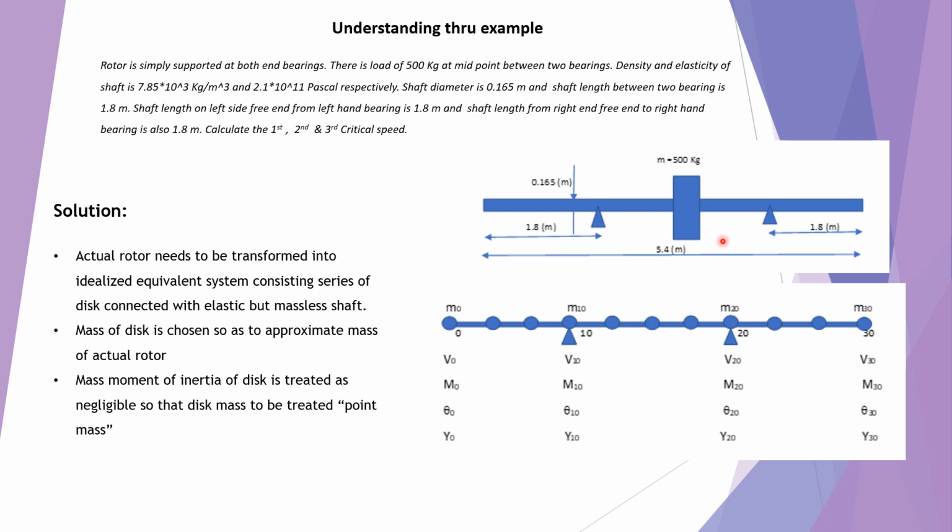So this is the sketch of the shaft and we can resolve it through calculation. The actual rotor needs to be transformed into an idealized equivalent system consisting of a series of discs connected with elastic but massless shaft. Mass of disc is chosen so as to approximate mass of the actual rotor. Mass moment of inertia of disc is treated as negligible so that the disc of mass is treated as a point mass. These are the assumptions. It is again divided into three spans. Span 1 is from station 0 to 10, span 2 is from station 10 to 20, and span 3 is from 20 to 30.